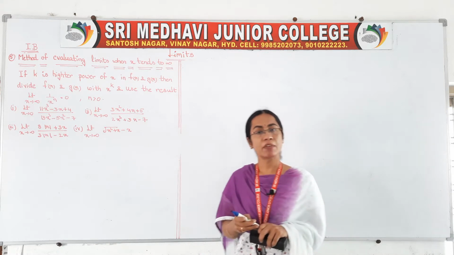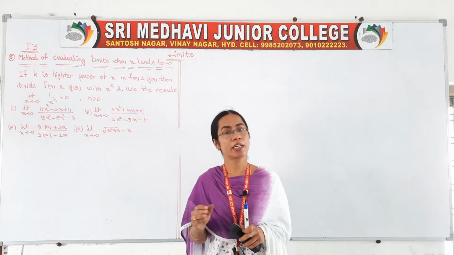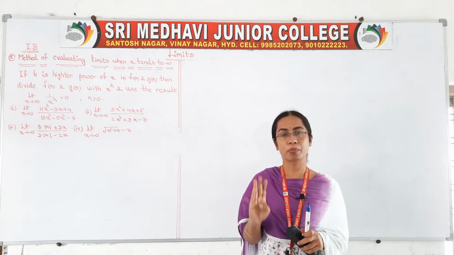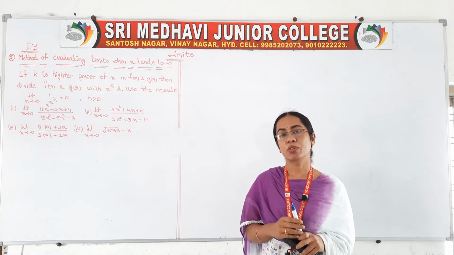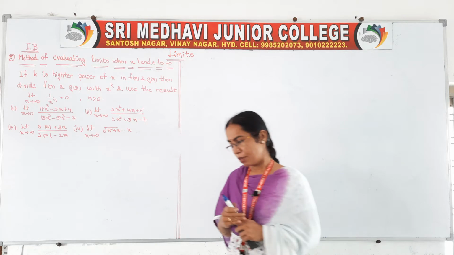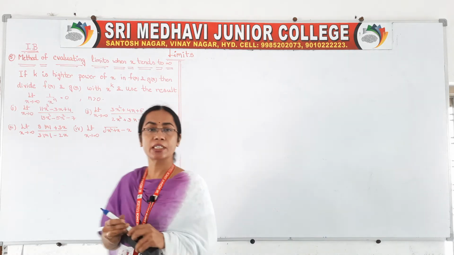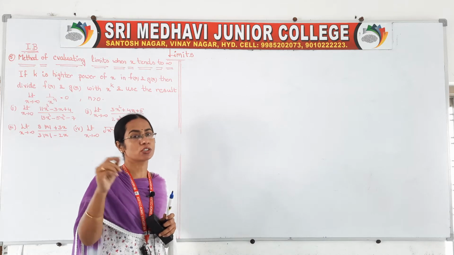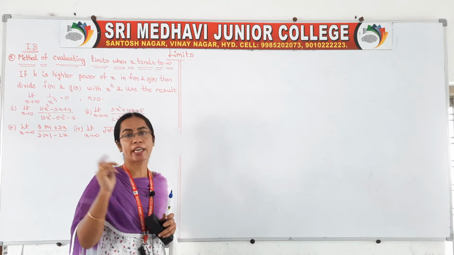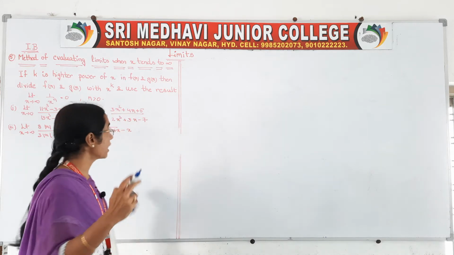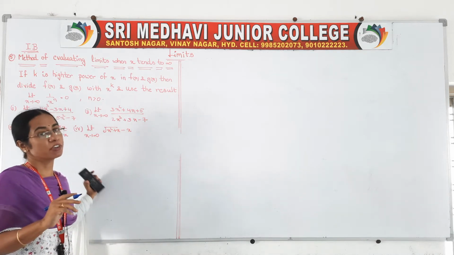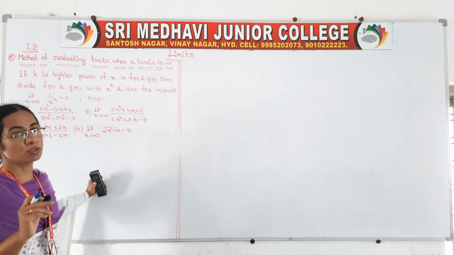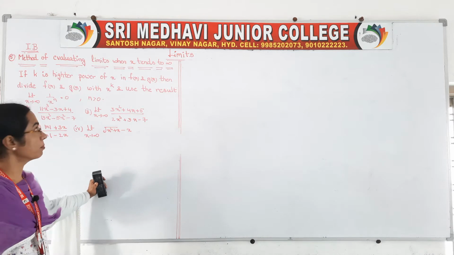Today we will deal with the fifth method. Already we have gone through the four methods. Now today we will go to the fifth method. What does this fifth method mean? Till now you got x tends to some value, x tends to 0, x tends to 1, x tends to a, like that. Suppose x tends to infinity is given to us, then how do we solve? That is our fifth method.